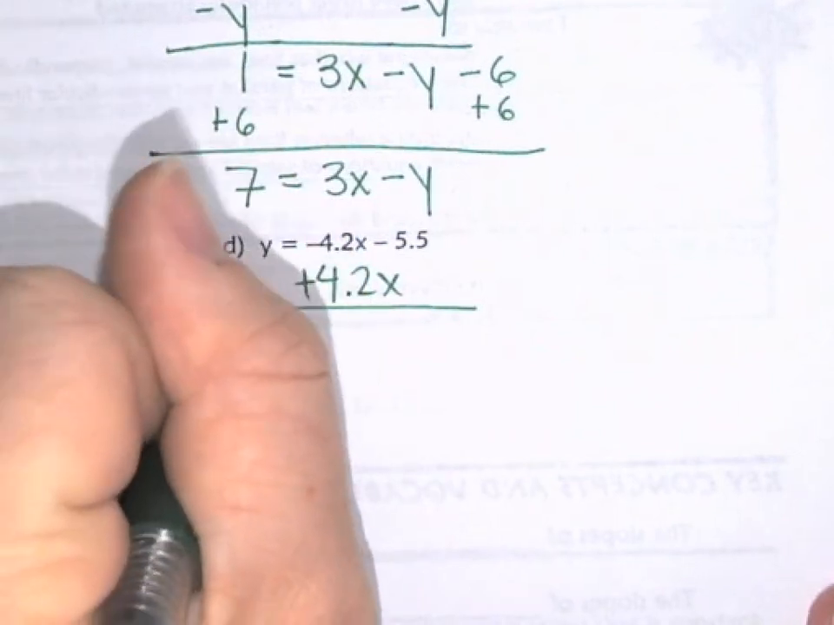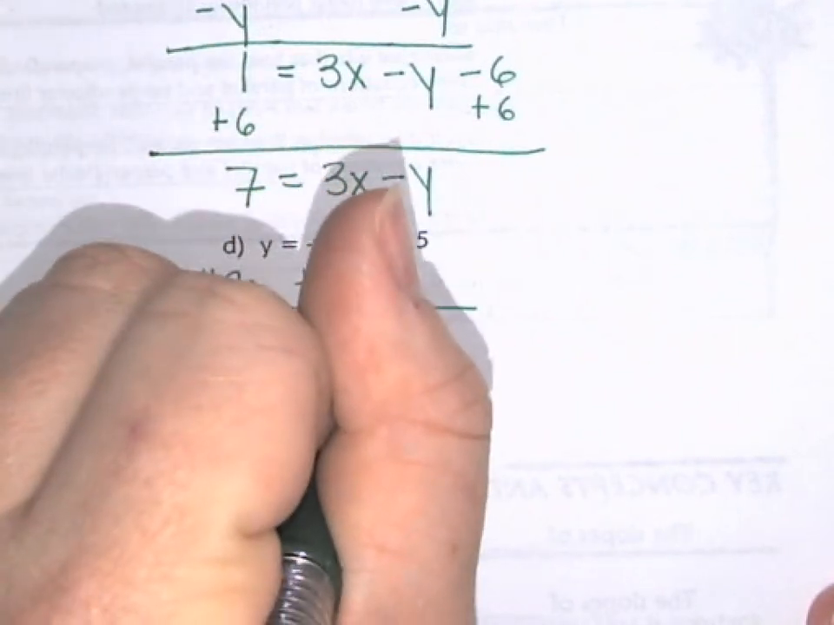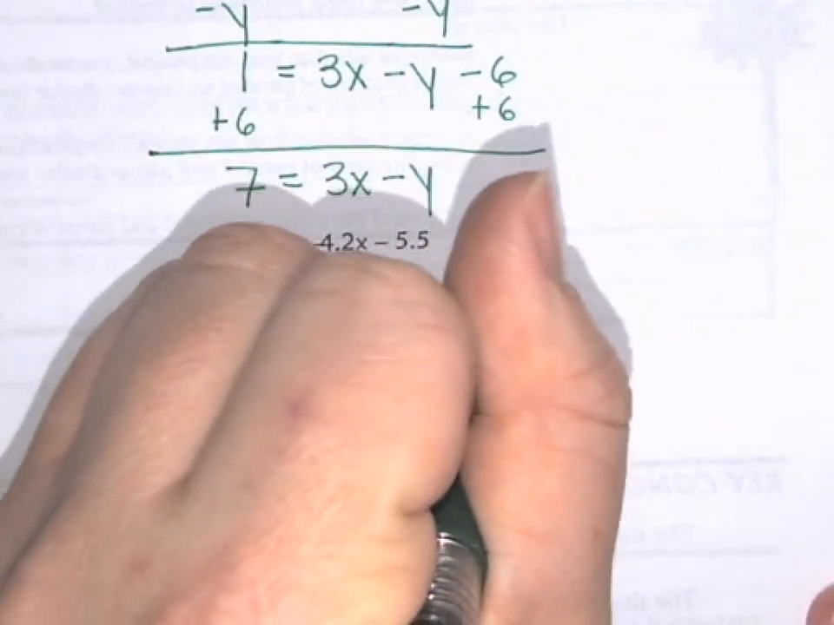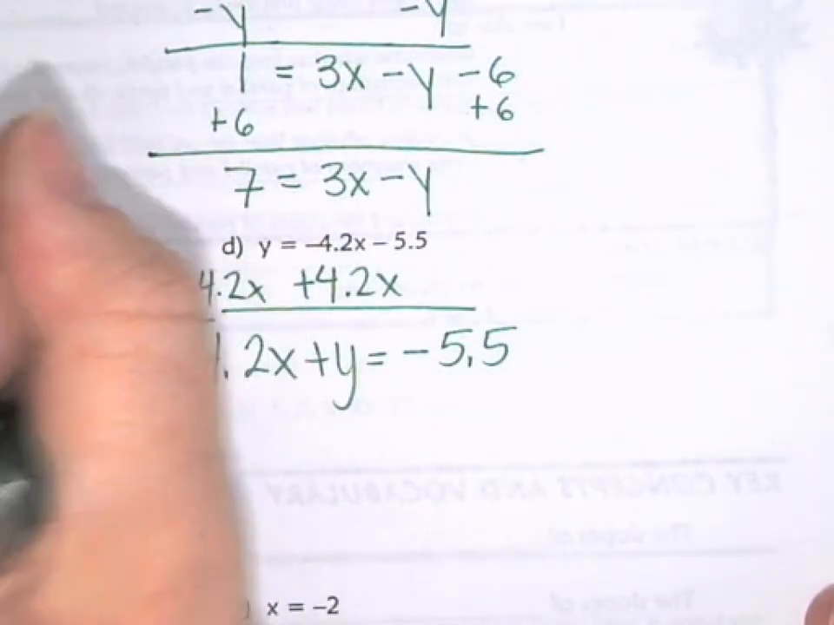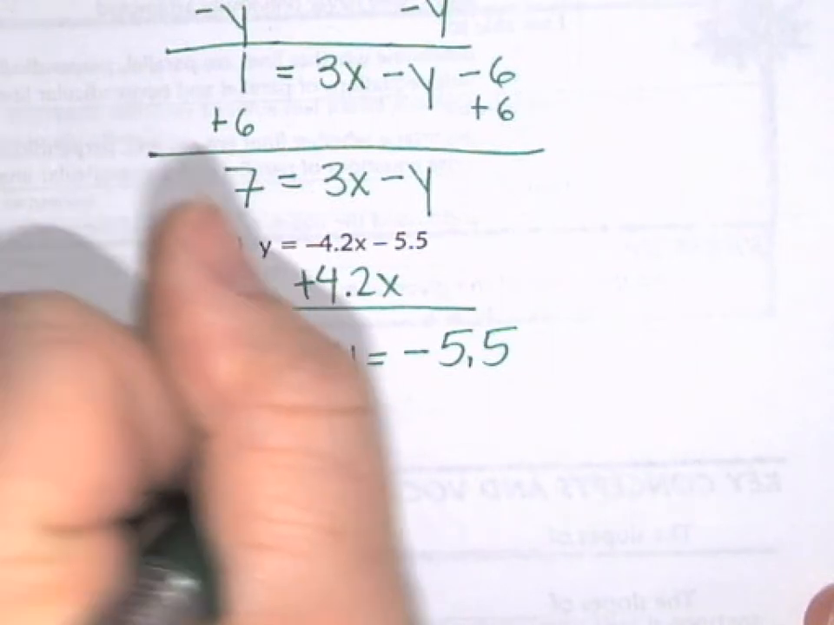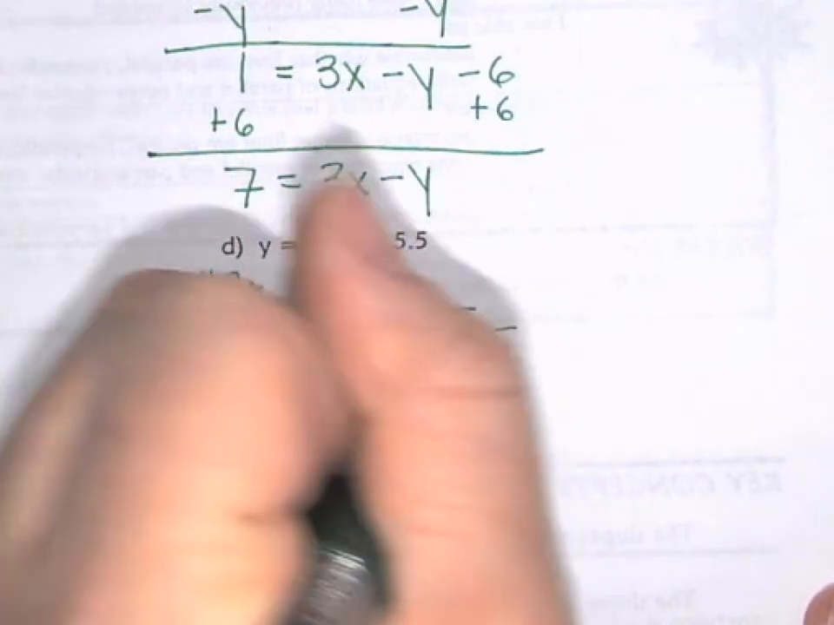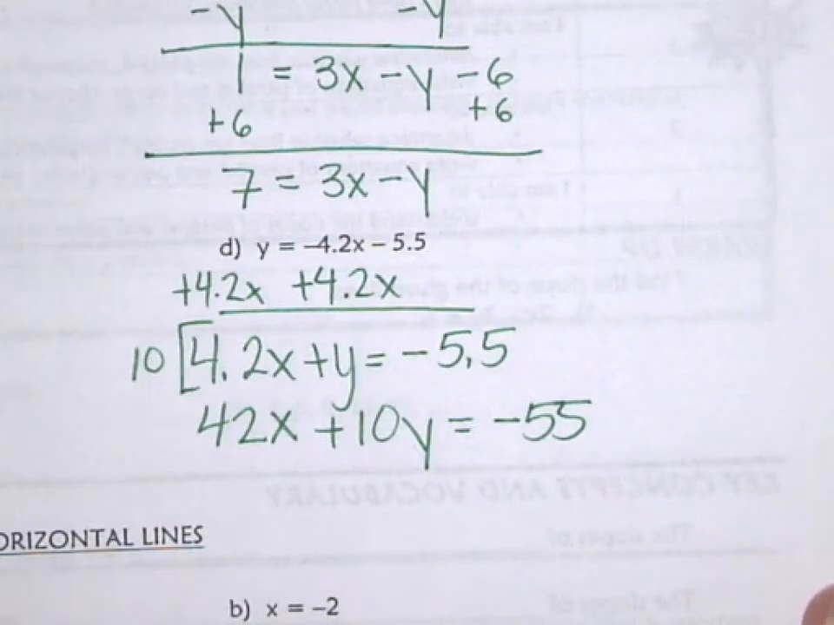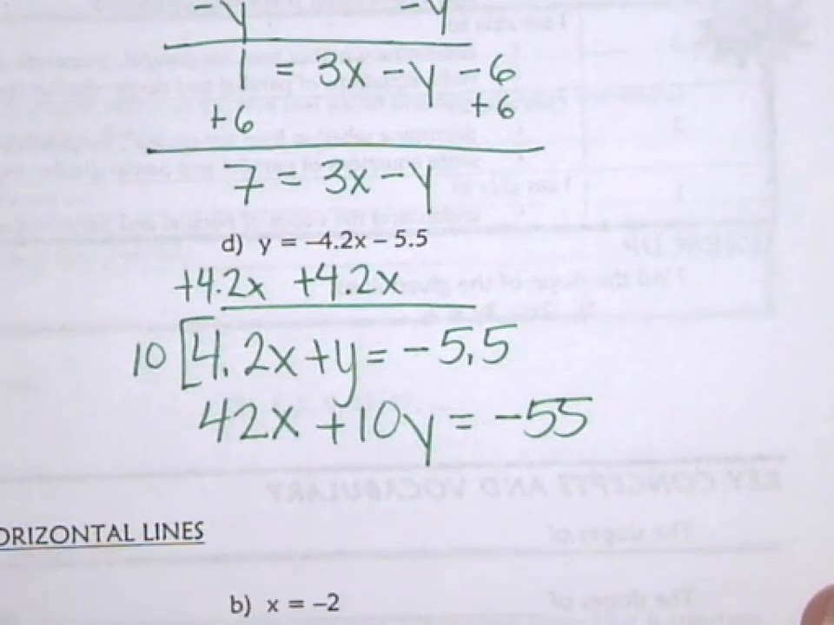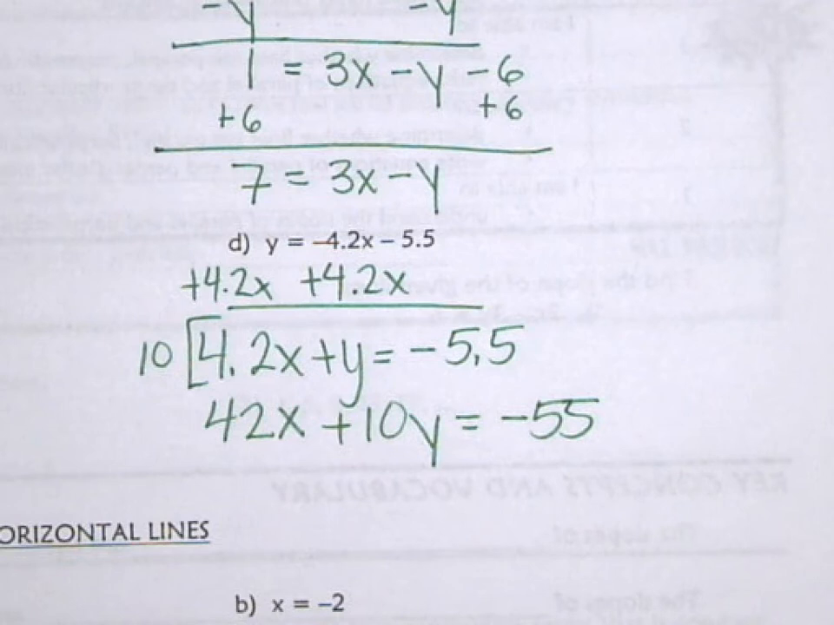And then my last one, add my x term. And then because I need integers, I'm going to multiply every term by 10. All right, so everything has to be an integer when you distribute.